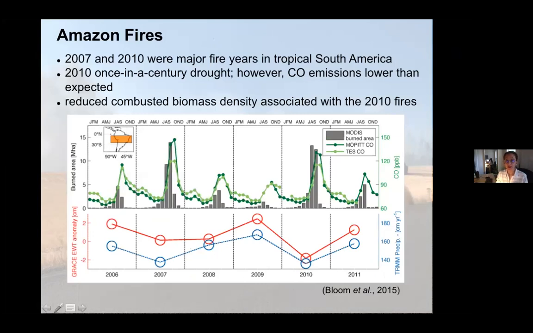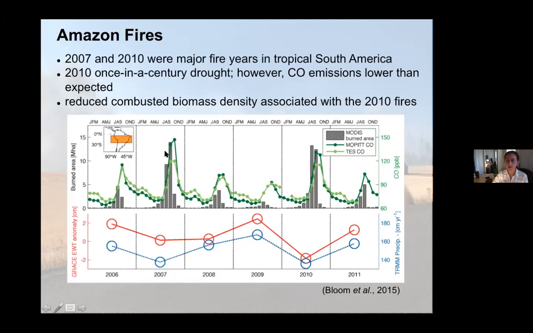Another study case involving fires, in this case over the Amazon. In this study, Bloom et al. look at area burned, shown here in gray, as shown by MODIS imagery. And they focus on 2 years of very strong droughts, 2007 and 2010. So you can see that the amount of surface area burned is much larger in these 2 years compared to the years before and after.